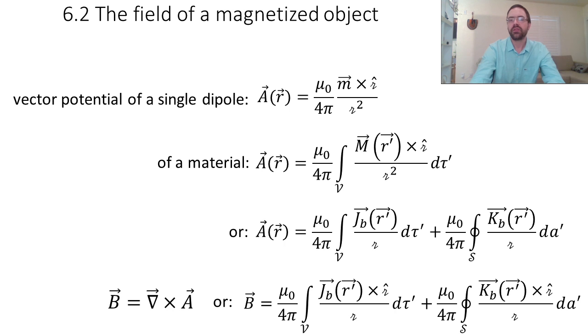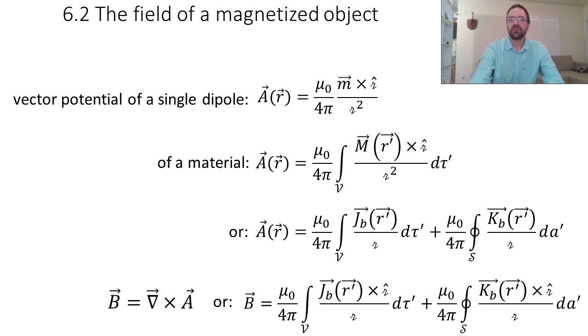And of course, you can get the magnetic field from the curl of A or from the Biot-Savart law. So you can calculate the B field from the bound currents, integrating over the volume with the volume bound current density J sub B and integrating over the boundary with the surface bound current density K sub B. So the bound currents give you another method to calculate the vector potential and the magnetic field.